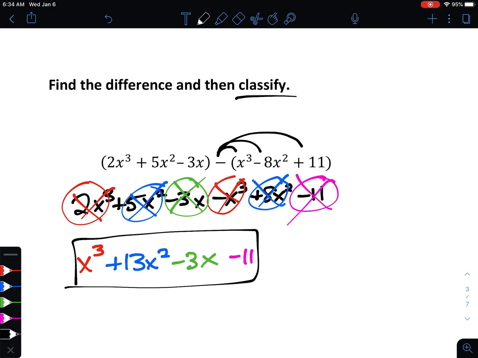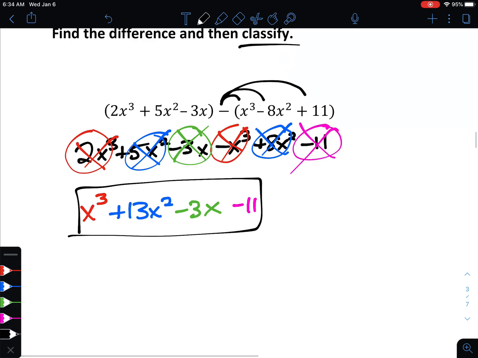Now, once again, we're going to continue to practice classifying each of these. In this case, our degree, our highest exponent is a 3. So this is cubic. It also has 4 terms. So it's going to be a cubic polynomial.